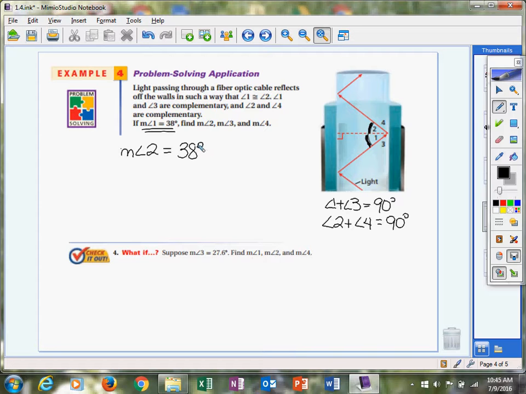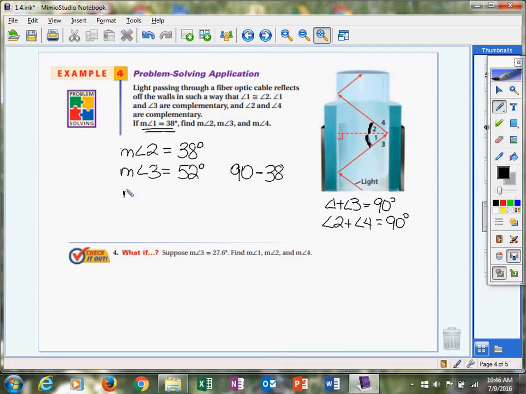Now, angle 3 is going to be pretty easy to find because we know that it is complementary. So all we have to do to find that is do 90 minus the angle we do know. We know angle 1, which is 38 degrees. We just have to do some basic subtraction there, and we'll end up with 52 degrees.